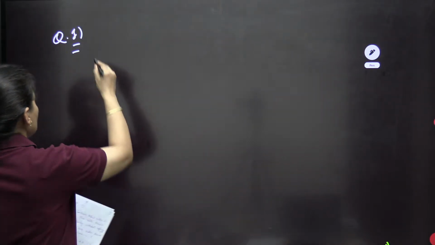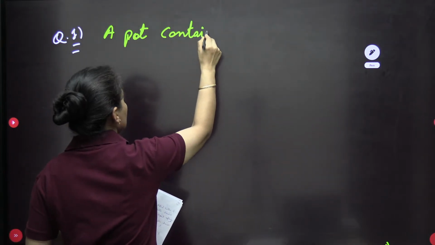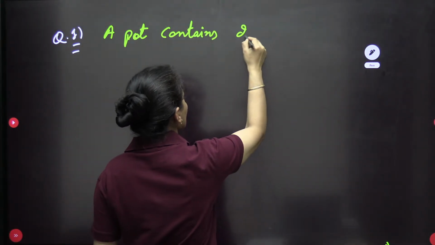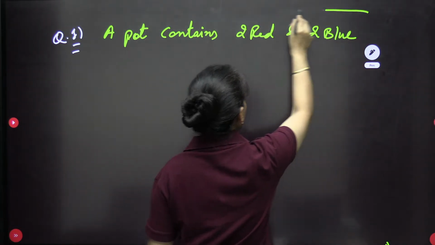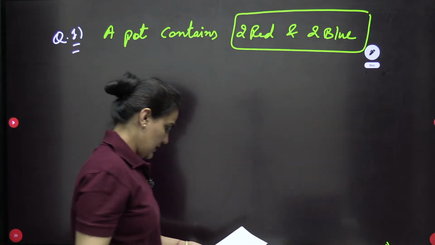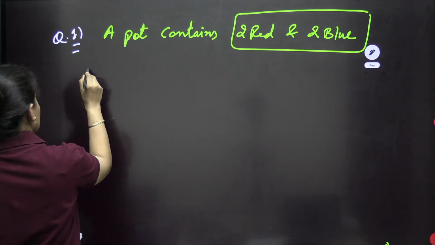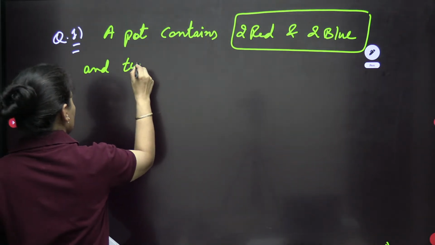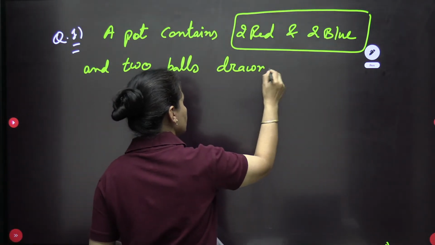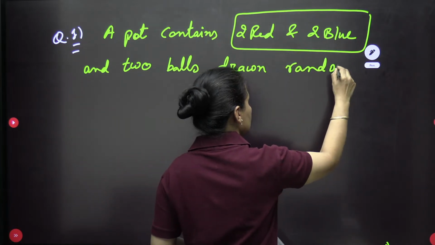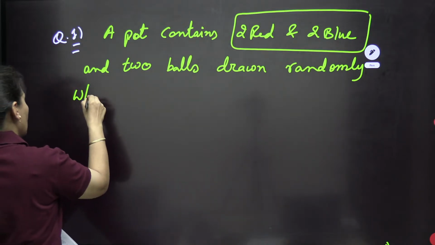So the very first question is, a pot contains two red and two blue balls, and two balls are drawn from the pot randomly without replacement. This is the condition of without replacement.